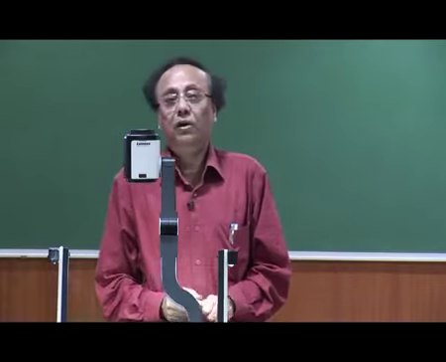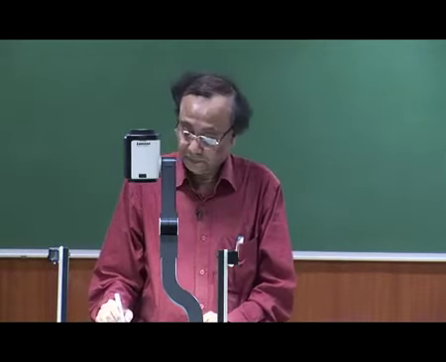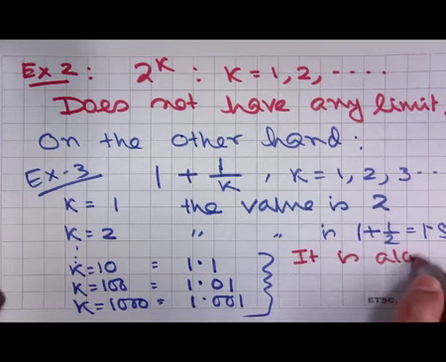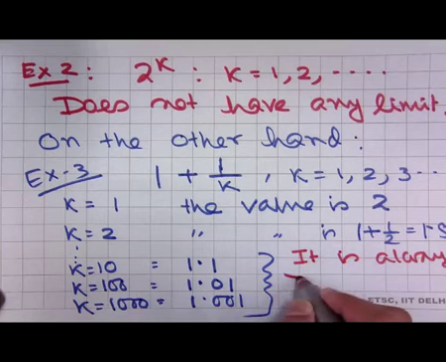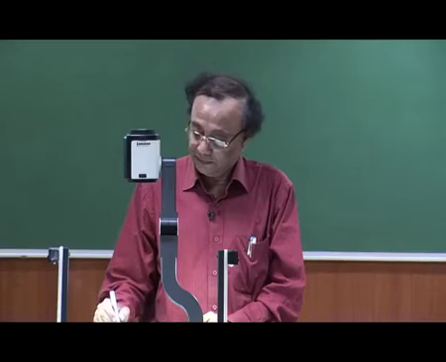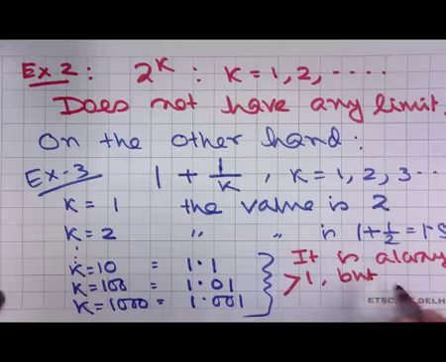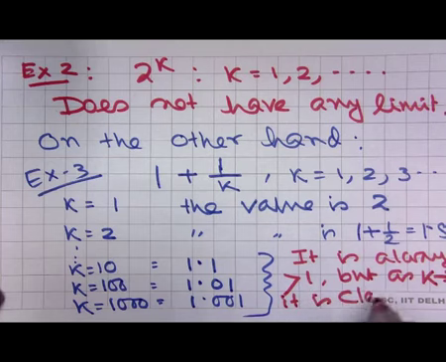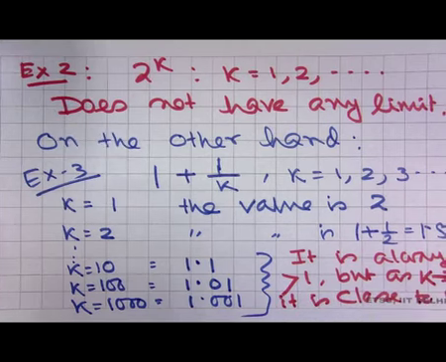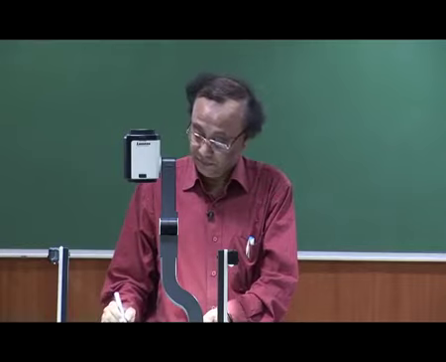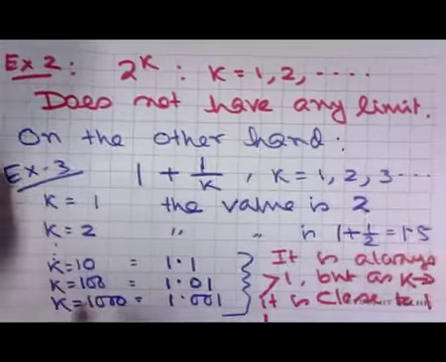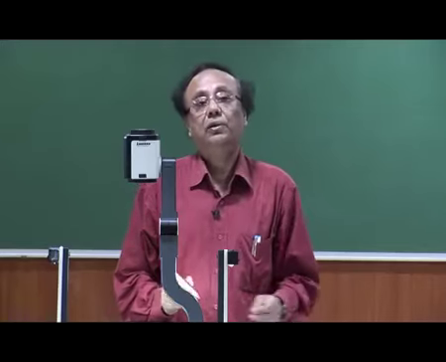That it will always be greater than 1, but as k increases it is close to 1, right. As k increases, the values are coming closer and closer to 1.